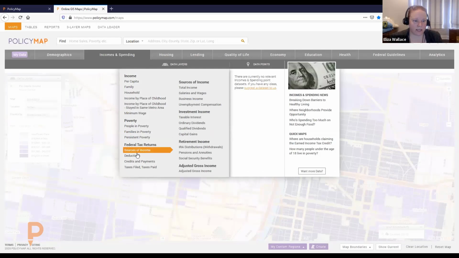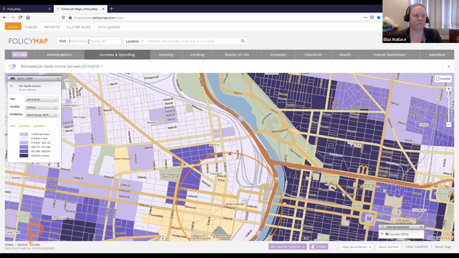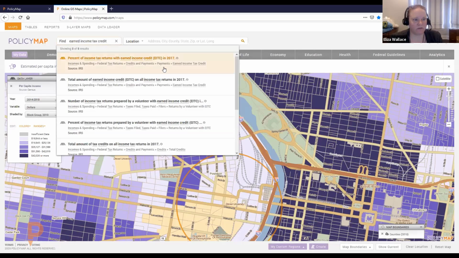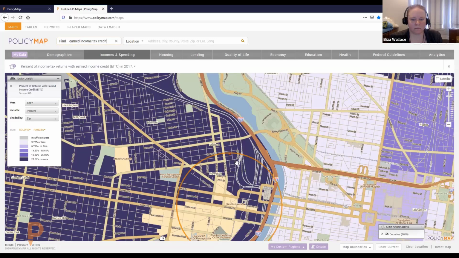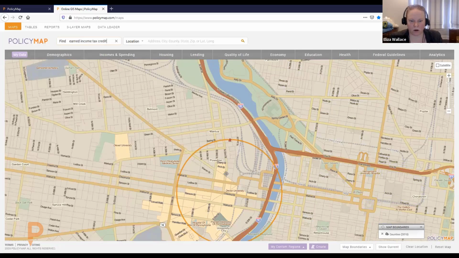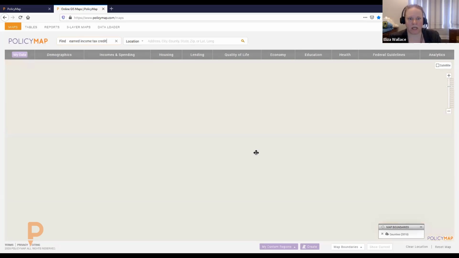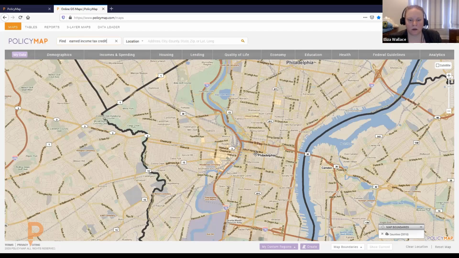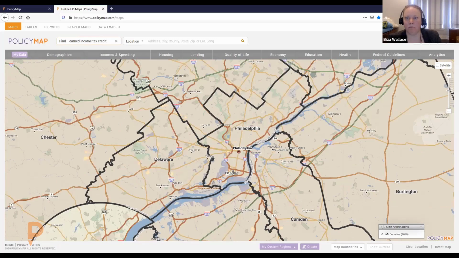So if I go to the tax data and I look at, well, let me just search for this, earned income tax credit. If you're not familiar with this program, it is basically a way for the US government to get money back into the hands of people who have jobs and are filing taxes but make lower incomes. Let's see, come on.